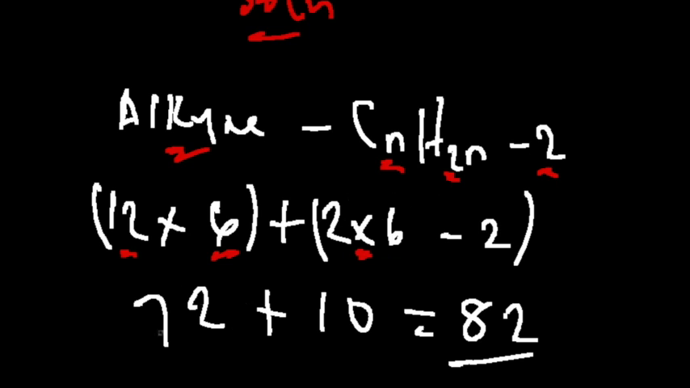We're simply going to be having 72, that is 12 multiplied by 6, plus 2 multiplied by 6 minus 2, which is 10. That will simply give us 82. Therefore, the relative molecular mass will be 82.